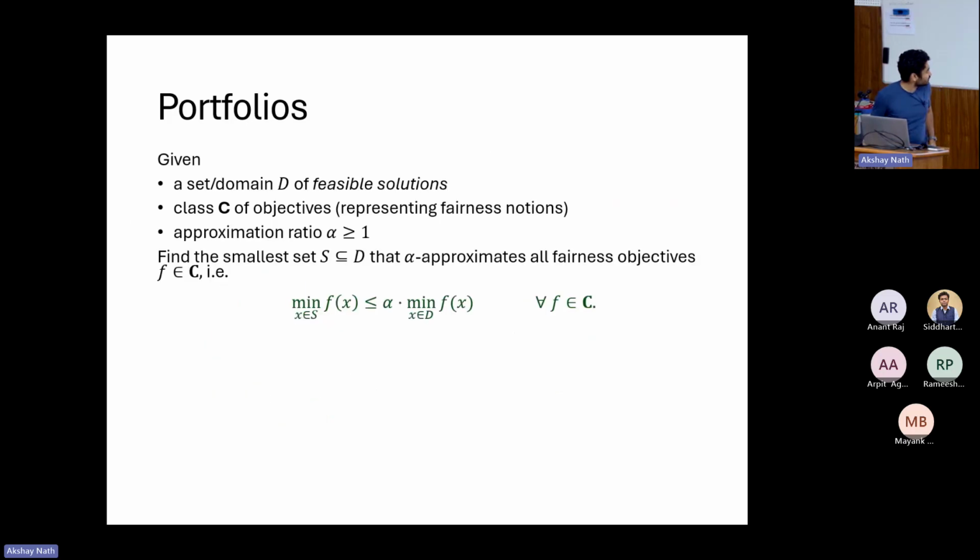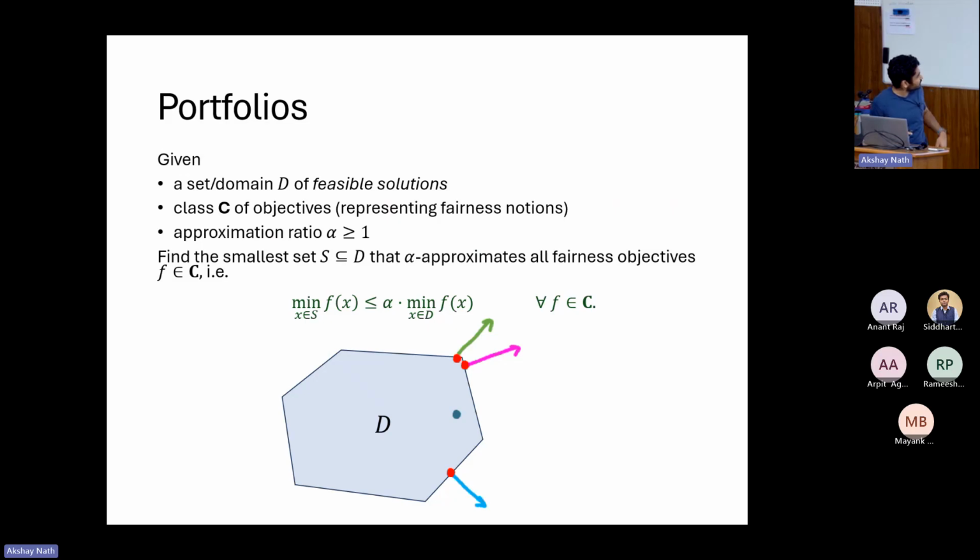And so here's the formal definition. We are given a domain of feasible solutions that I'll call D. We are given a class of objectives that I'll call C. And I'll be given an approximation ratio alpha. So I want to find the smallest subset S of D that alpha-approximates all fairness objectives, right? So if I choose any objective f in C, I should have that the optimal within the set S is within factor alpha of the optimal within set D.